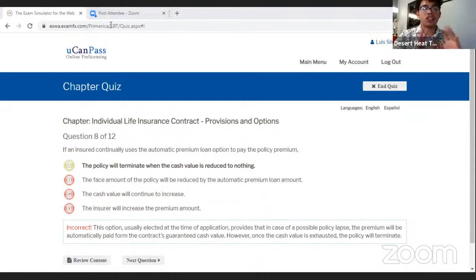This option, usually elected at the time of application, provides that in case of a possible policy lapse, the premium will be automatically paid from the contract's guaranteed cash value. However, once the cash value is exhausted, the policy will terminate. So for example, you die while you still owe $15,000 on the loan, but your death benefit has $20,000. It still keeps paying, and you'll get the $20,000 even though it has already wasted all your money trying to pay the loan back. Does that make sense?